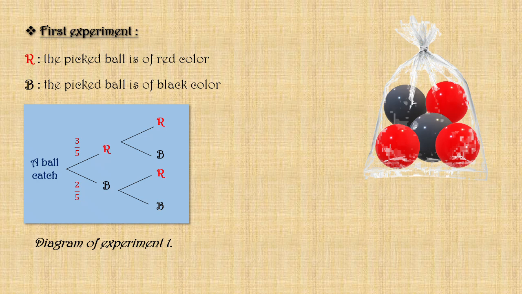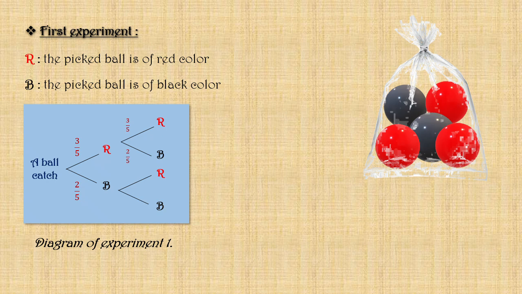Now, as in this experiment we're putting the first ball we picked back into the bag, then after our first possible event, which is R, we would have again 5 balls in our bag, of which 3 are of red color. Hence, the probability to get the event R to happen once again for our second pick of a ball equals 3/5. As for the probability to get the event B to happen, it equals 2/5, as we would have 5 balls of which 2 are of black color.